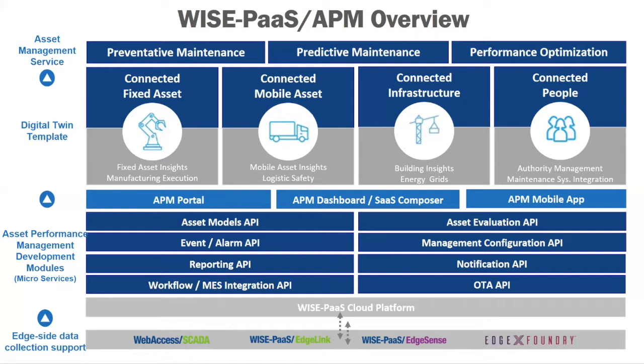All these services and features are to let our partners quickly build up their own digital twin template. It can be a fixed asset, mobile asset, or people for permission management. When the digital twin template has been provided, our partners can easily build up their asset management services like preventive maintenance, or integrate with WISE-PaaS AFS to provide predictive maintenance and performance optimization services.